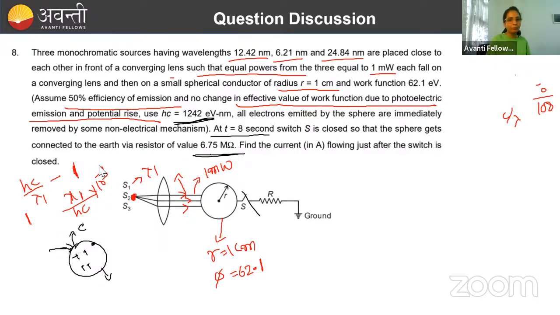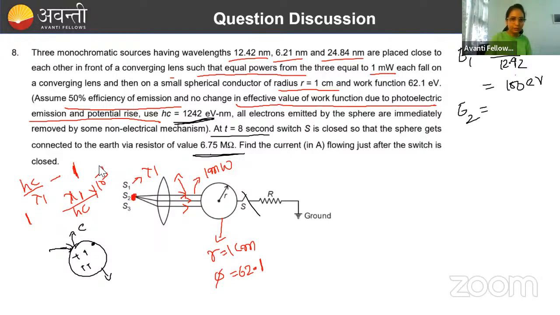तो सबसे पहले एक काम कर लो, just check which light will be able to do the photo emission, which color of lights. ठीक है, तो चलो फर्स्ट लाइट की एनर्जी निकालते हैं. हाउ मच इट विल बी इट्स एनर्जी? hc by lambda. hc वैल्यू वी कैन टेक एज हाउ मच? 1242 by 12.42. सो E1 का वैल्यू कितना आएगा? 100 इलेक्ट्रॉन वोल्ट. E2 का वैल्यू कितना आएगा?